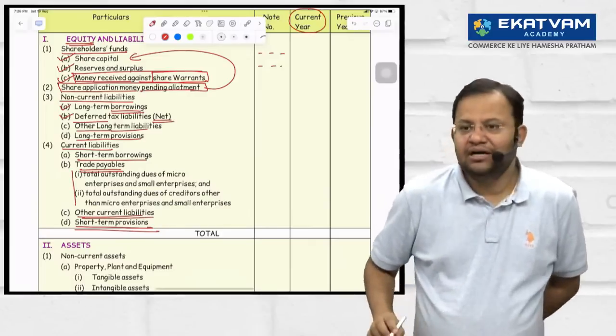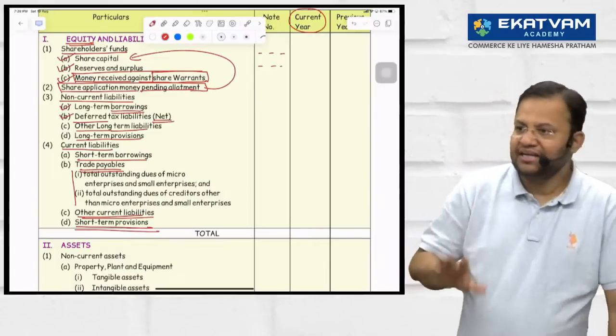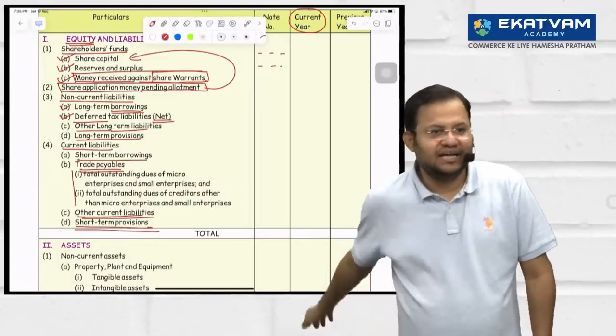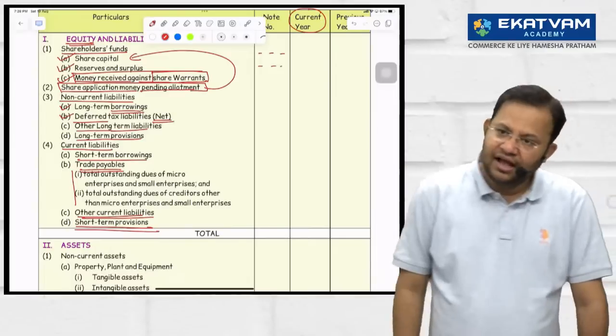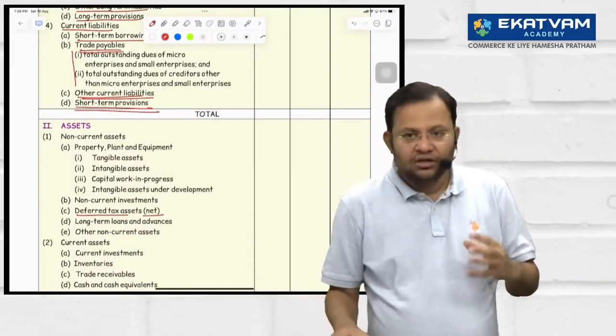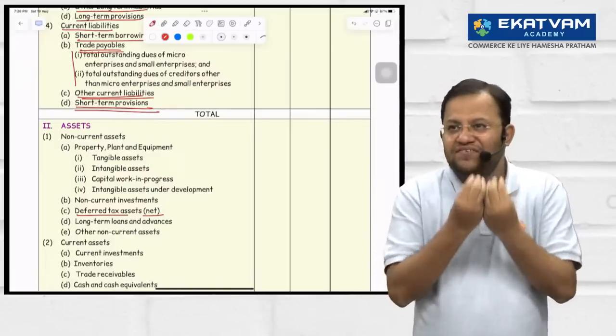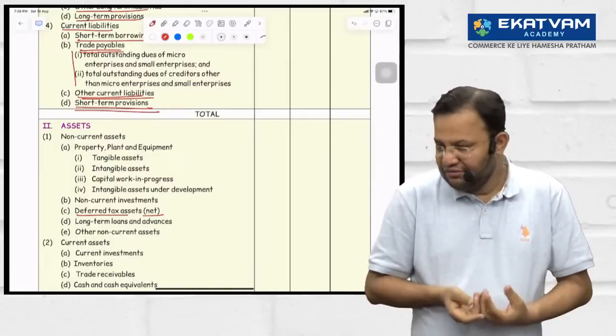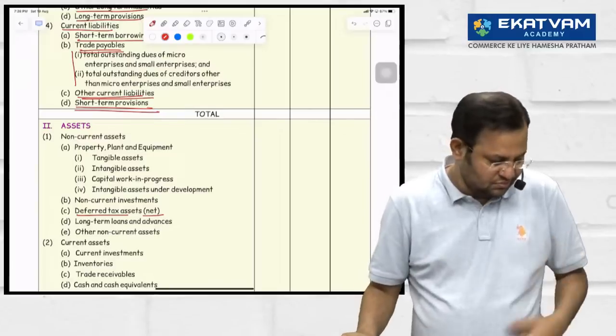अदर करंट लायबिलिटीज, ये लायबिलिटी साइड है. There are a few more pointers I need to explain on the liability side. I shall explain them on Monday. We shall be going towards assets also. Please go through everything that you have out there with you and see you on Monday.